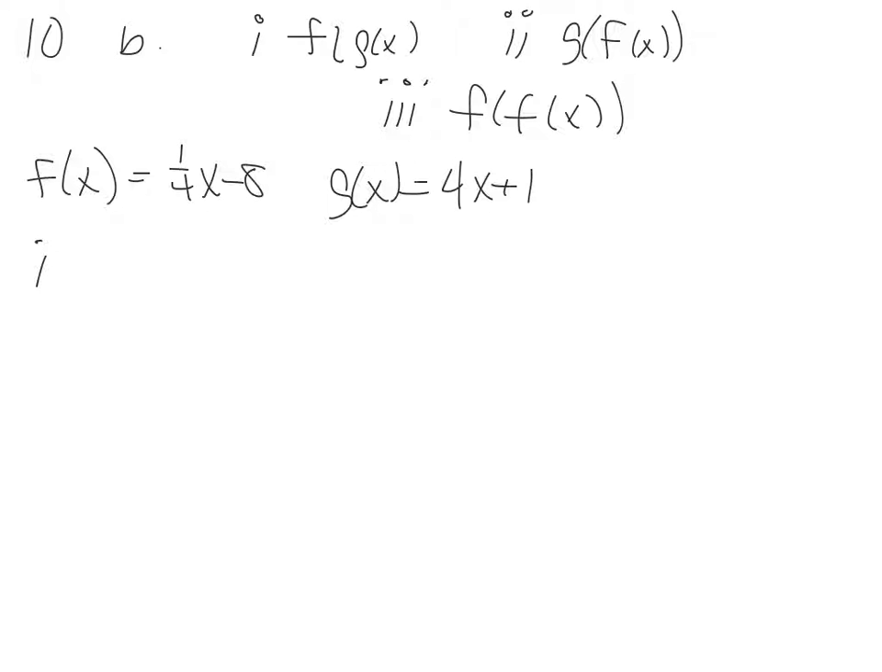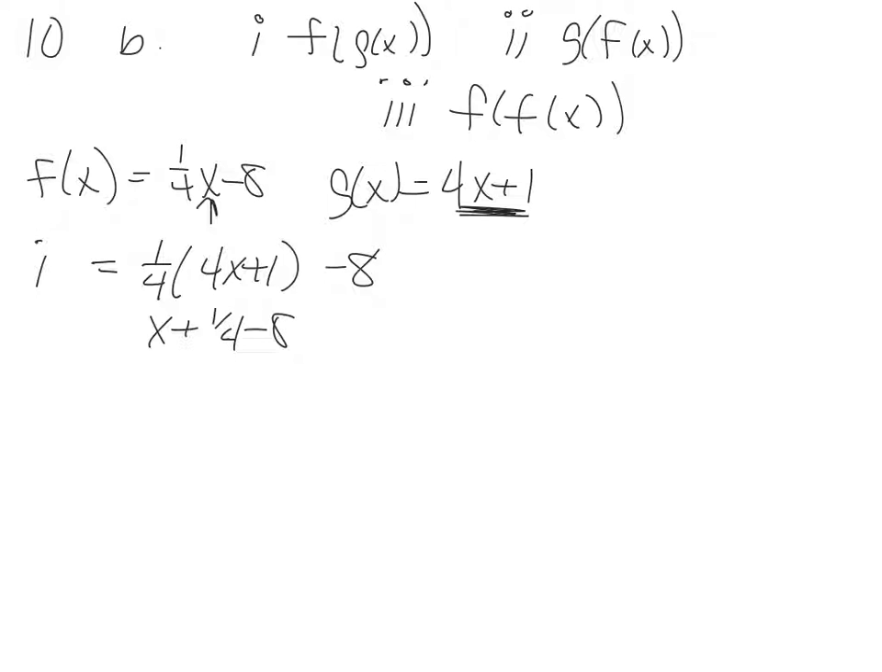So for part I, I need to find f of g of x. So that means I'm going to plug g of x in wherever I see an x. I know it's crazy, but it works. So 1/4 times 4x plus 1, minus 8, and then simplify. So I'm going to distribute that 1/4: x plus 1/4 minus 8 equals x minus 7 3/4.